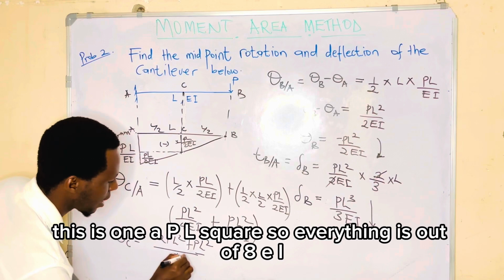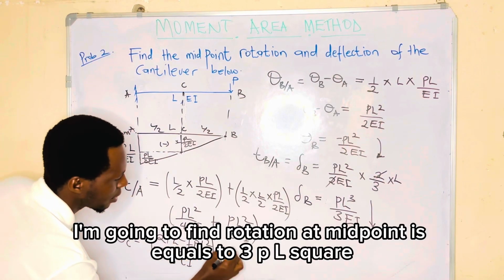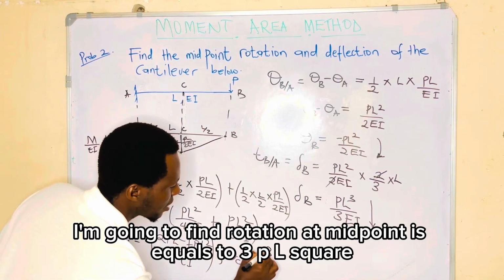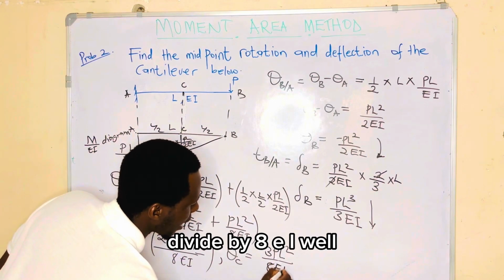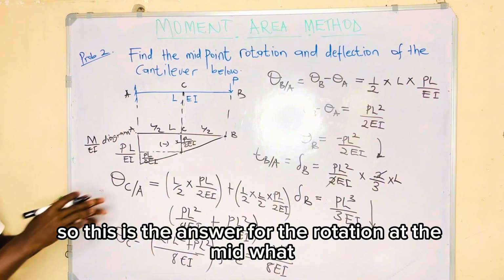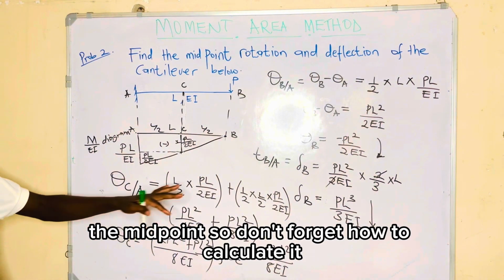So everything is out of 8EI. So if I add this and this, I'm going to find the rotation at the midpoint is equal to 3PL² divided by 8EI. Well, so this is the answer for the rotation at the midpoint. So don't forget how to calculate it.